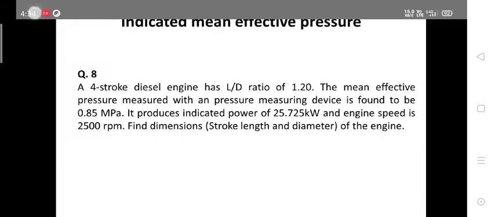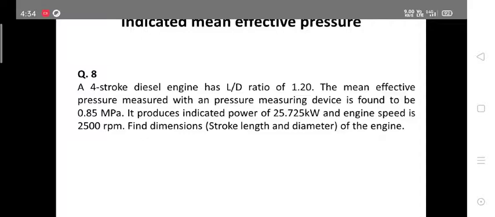Pressure, that is a 4-stroke diesel engine. Again here also they have given a 4-stroke diesel engine. That means you need to take N by 2 whenever you are finding out IP. Also they have mentioned the L by D ratio, that is 1.2. I think in the previous problem they had given the D by L ratio, but here they have given an L by D ratio of 1.20.